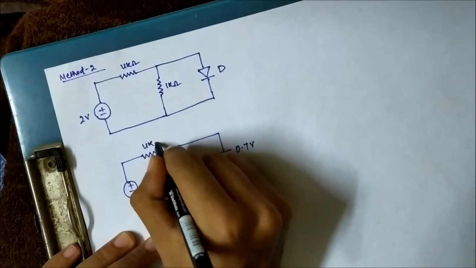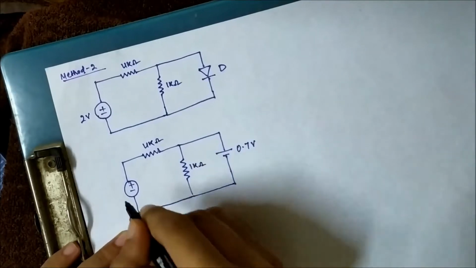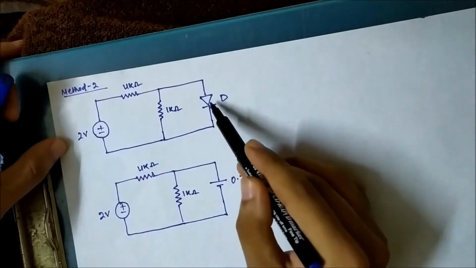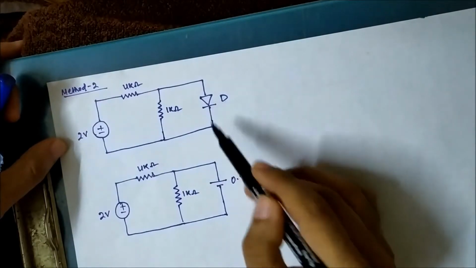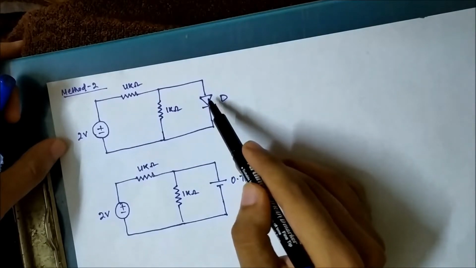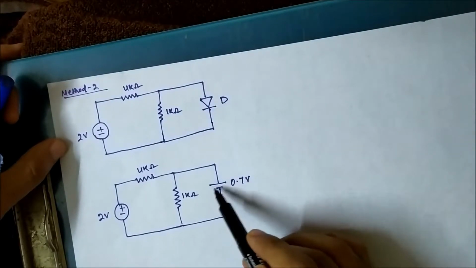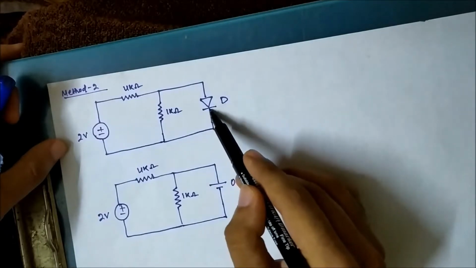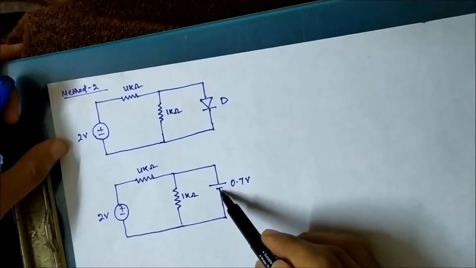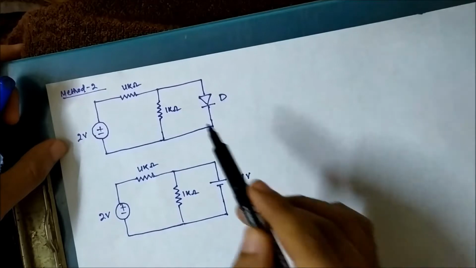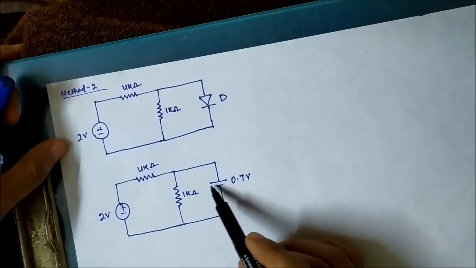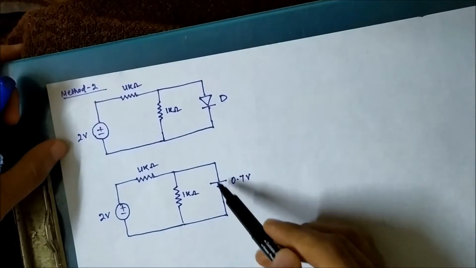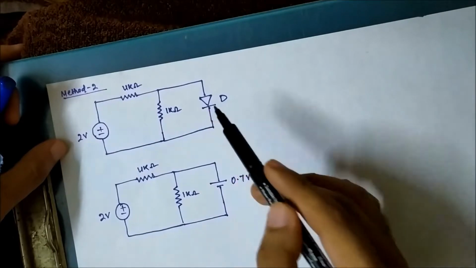This is 4 kilo ohm, this is 1 kilo ohm, this is 2 volt. Now please pay attention here. Whenever you replace the diode with its cut-in voltage, make sure that the p-type end is replaced with the positive terminal of the voltage source, and the n-type end is replaced with the negative terminal. The voltage source should be in this direction when the diode is in this way.